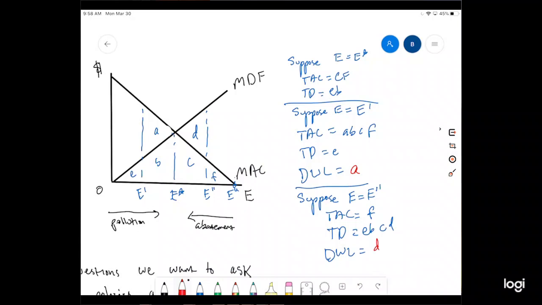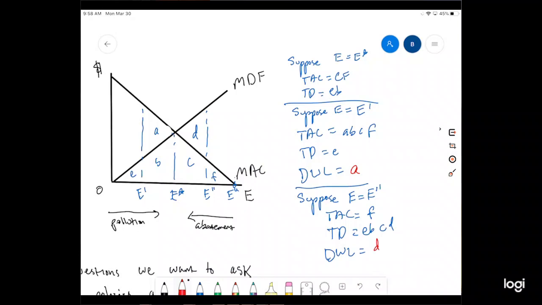So this graph indicates that the efficient level of emissions is not zero. We don't really want to go all the way to zero emissions, because we receive some benefits from emitting. We like to have electricity in our homes. We like to turn lights on. We like to drive our cars. We like to fly in airplanes. We get benefits from doing the things that we do that impose externalities.